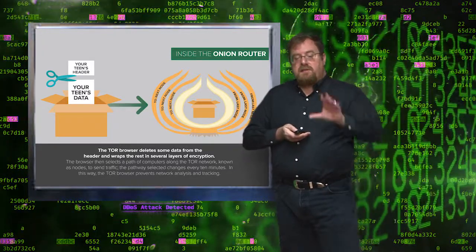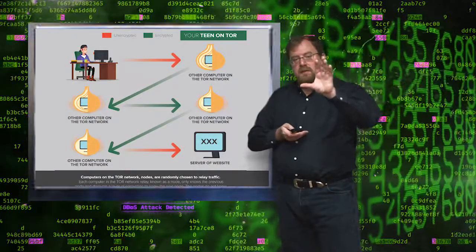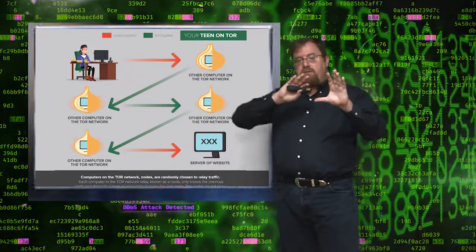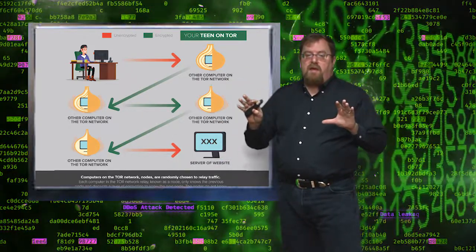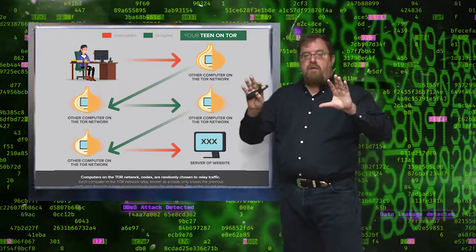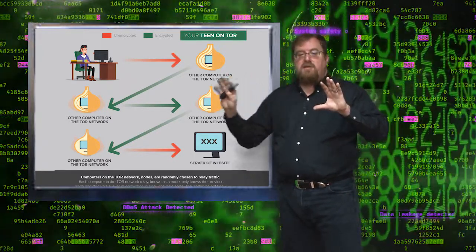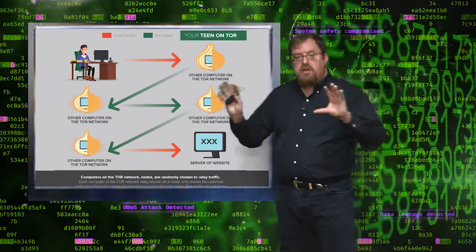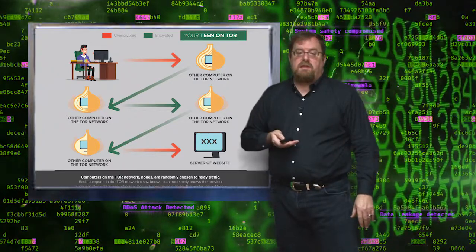So if you looked at that scenario today, the same teen looking at a site his parents don't want him to look at is bouncing between all these different relays and nodes on the Tor network. And as he's moving between all of those, the information that he's receiving, and how he's receiving it, is anonymized and obscured throughout this entire Tor process.